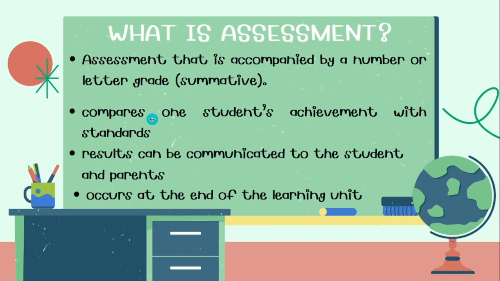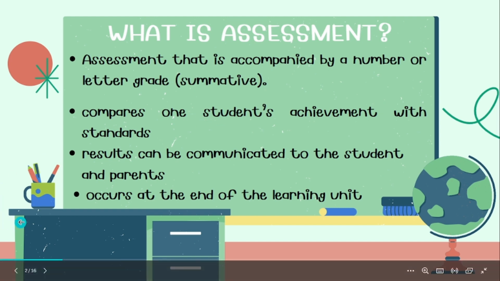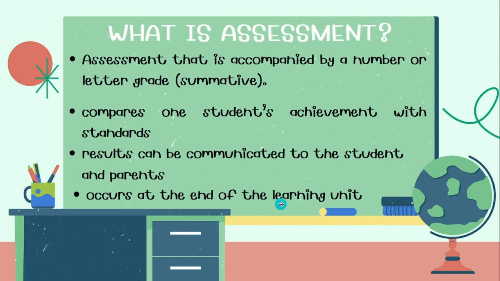Next, let's move on to comparing one student's achievement with standards. Why do we compare one student's achievement with standards? Summative assessment allows educators to compare a student's performance against predetermined standards or learning outcomes. These standards can be set by educational institutions, curriculum frameworks, or national guidelines. By assessing students' achievement, educators can determine whether they have met the expected benchmarks for the learning unit.